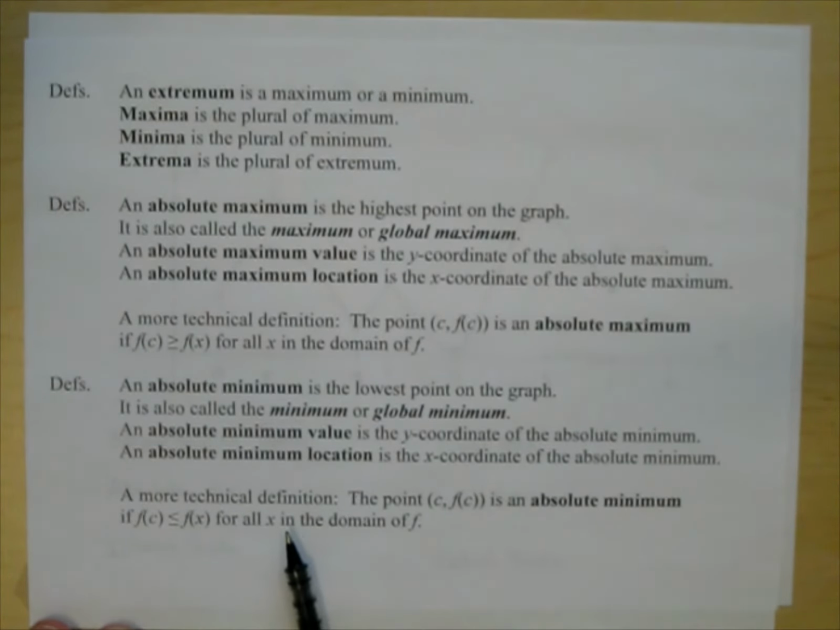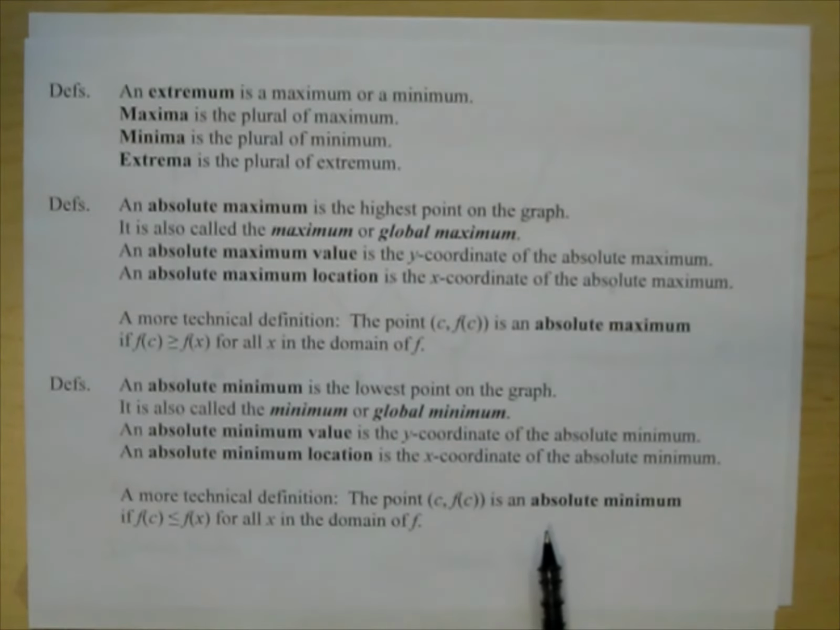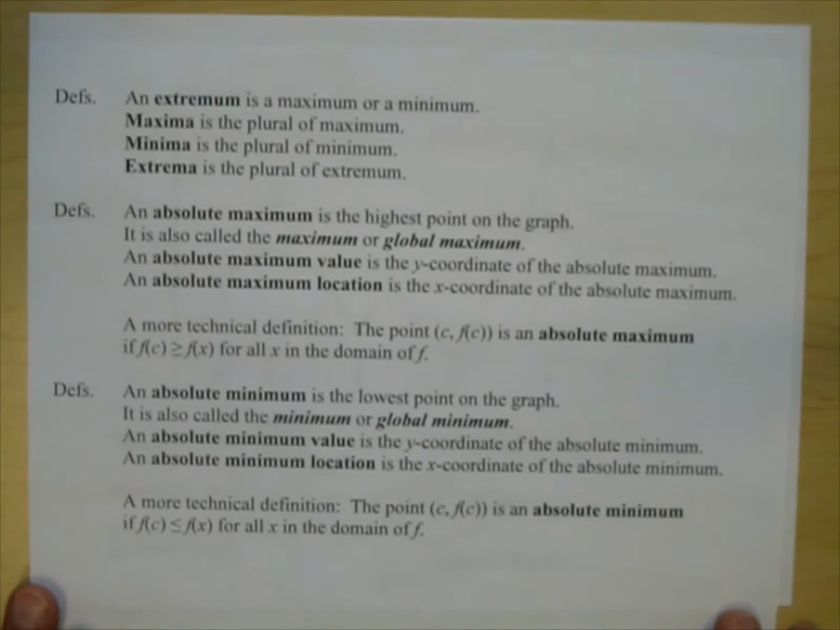The more technical definition is kind of like the more technical definition for absolute max. There's one for absolute min. It just says f(c) is less than or equal to f(x) for all x in the domain. It just means its altitude is the lowest. There could be other points on the graph that have the same altitude but no lower than that. So sometimes you can have a graph that has more than one absolute minimum.